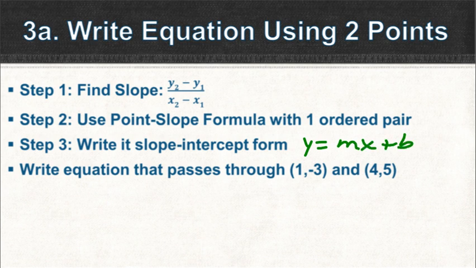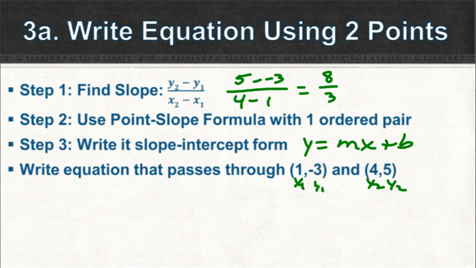So it says write the equation that passes through (1, negative 3) and (4, 5). So these are your x1, y1, x2, y2. I use my slope formula. So I have 5 minus a negative 3 divided by 4 minus 1. So this gives me 8 divided by 3. So I have a slope of 8/3.